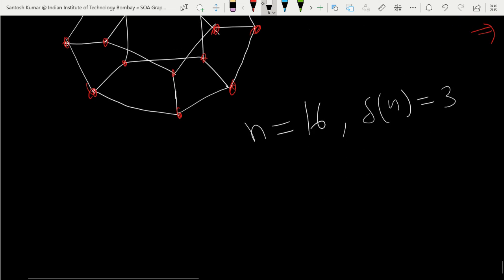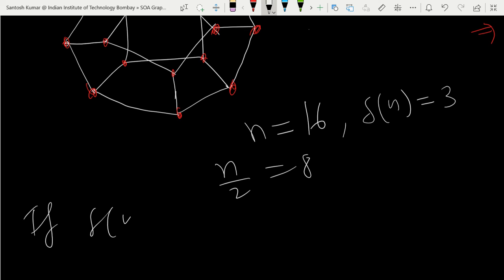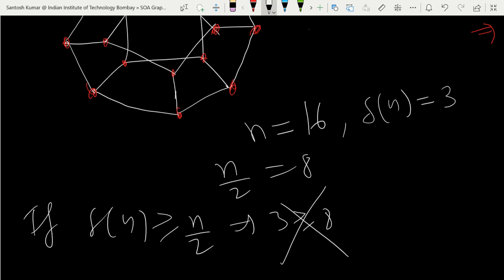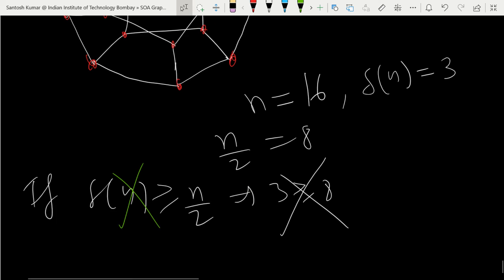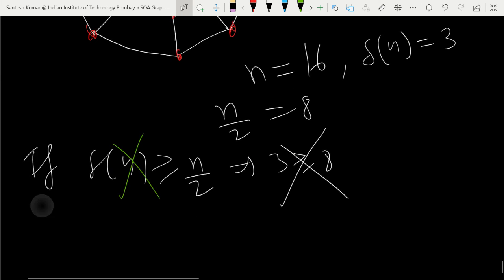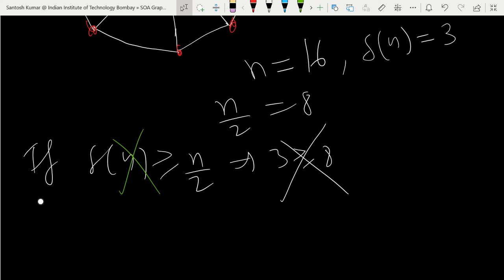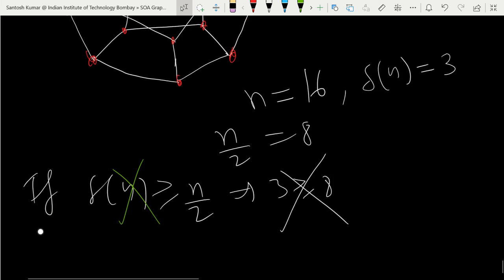So for delta we have to care about n by 2, that is 8. So the question was, if delta G is more than equal to n by 2. So is 3 more than equal to 8? No. So you have no conclusion, because this theorem failed. You cannot say. If this doesn't hold, you have nothing. If this holds, then you have that this is Hamiltonian. Now come to that.